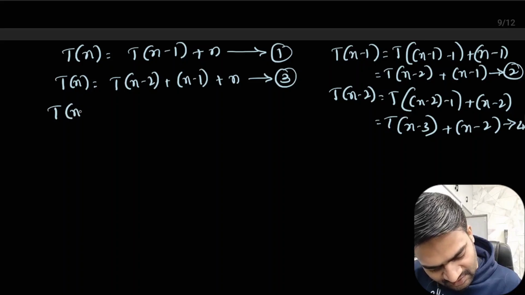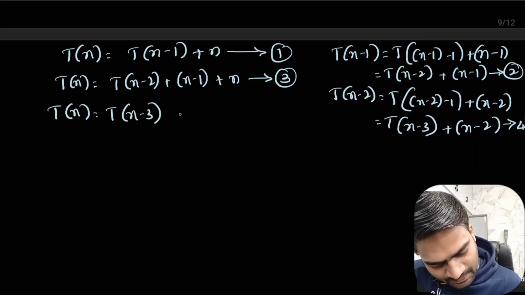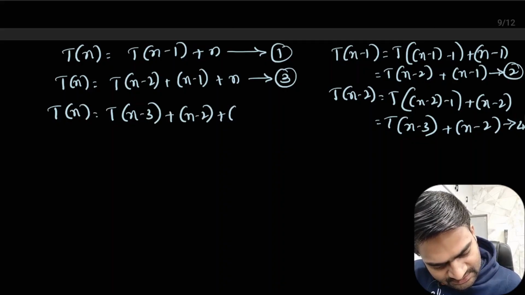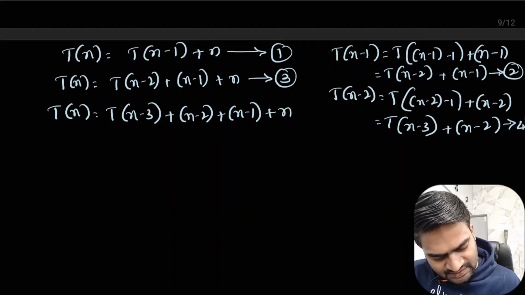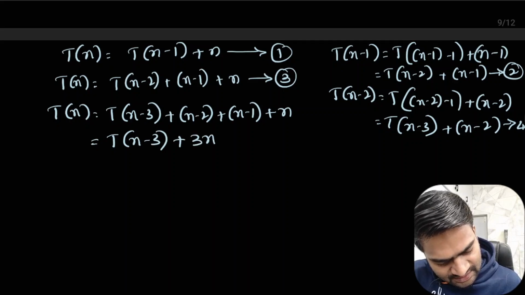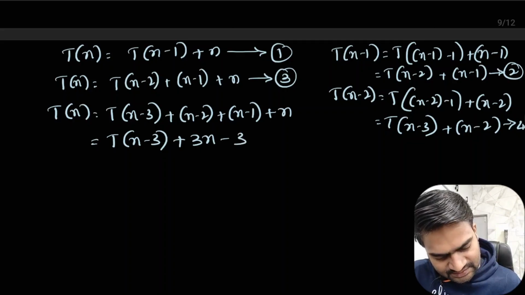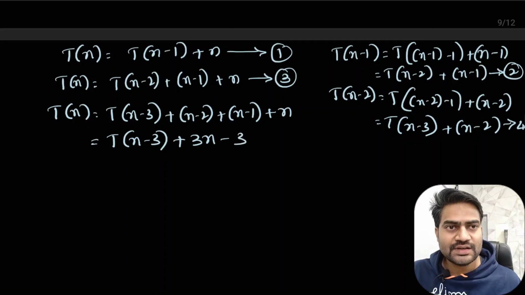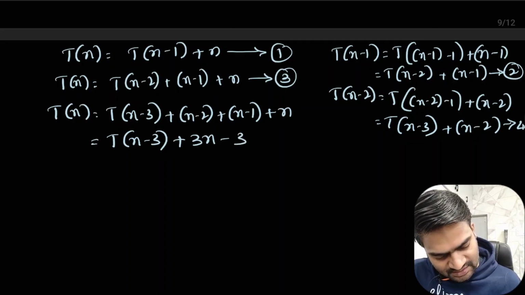Then our T(n) becomes T(n-3) + (n-2) + (n-1) + n. If we simplify this, it becomes T(n-3) + 3n, and then minus 1 minus 2 minus 1 will be minus 3. So this is our simplified equation.